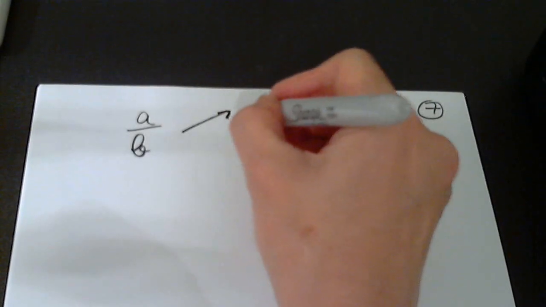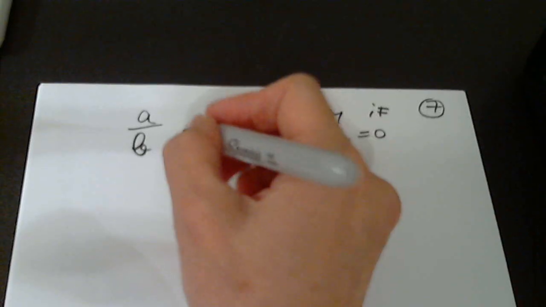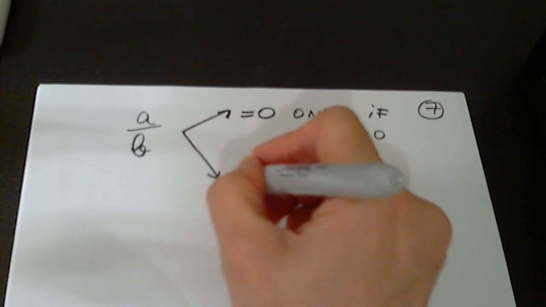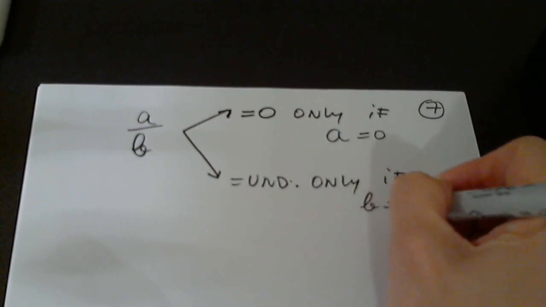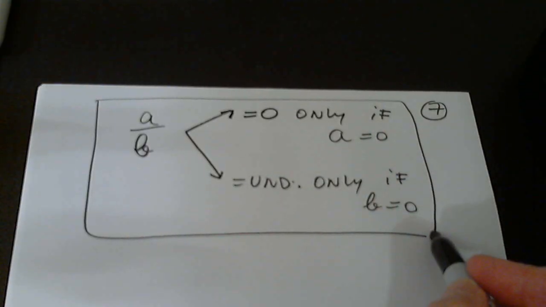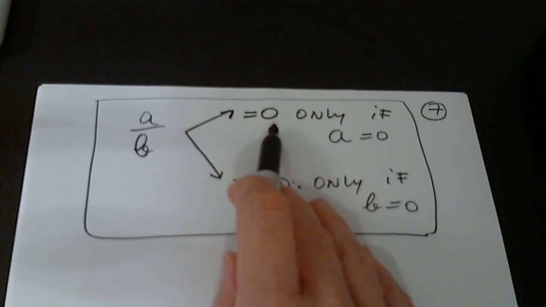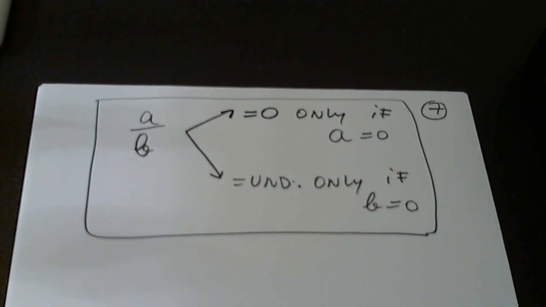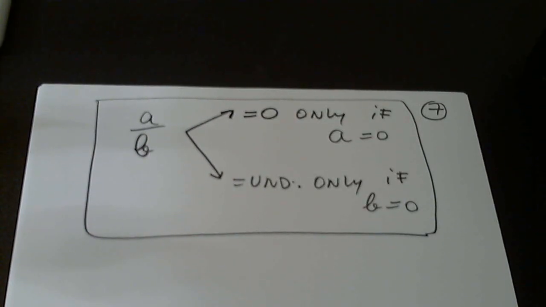So A over B is 0 only if A is 0. A over B is undefined only if B is 0. Please always remember this. Do not touch the denominator ever. There is nothing to say about the denominator of a rational function, other than if it's 0, we are in trouble. So a fraction is 0 only if the top is 0. If the bottom is 0, the function does not exist. We have nothing to talk about.